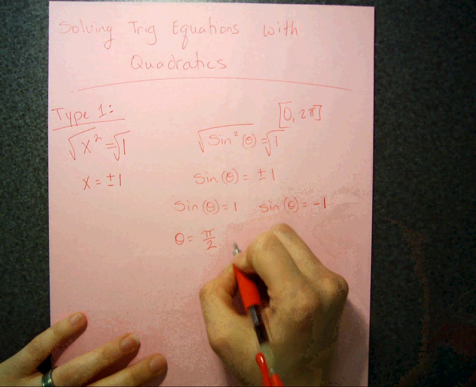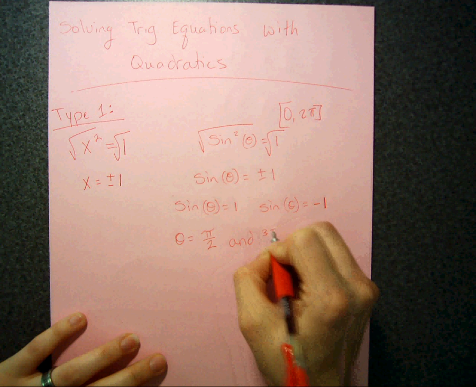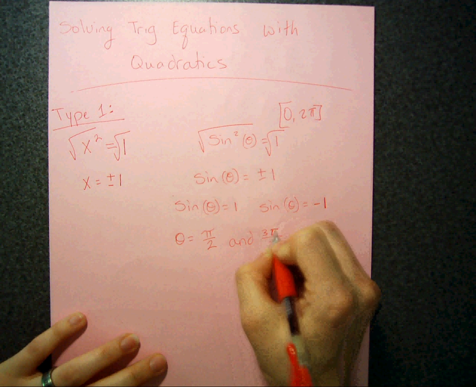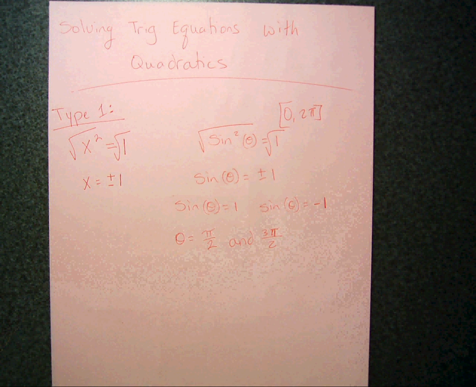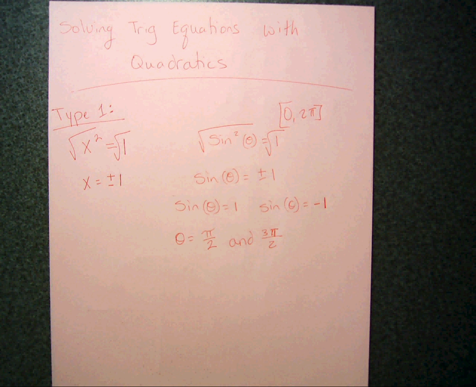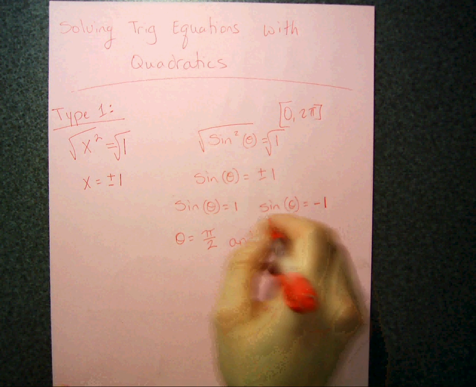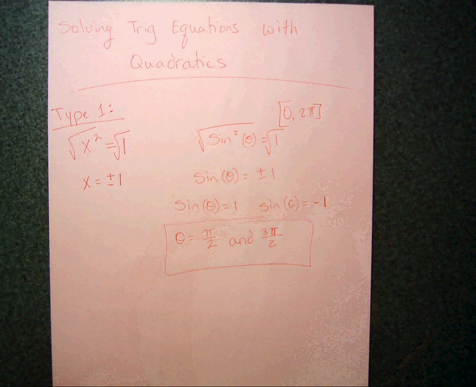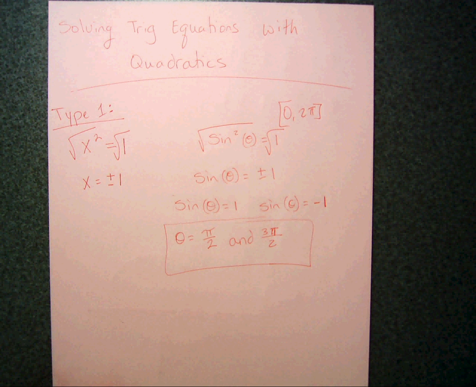Alright, it's the only typo on the chart. It's 3 pi over 2. If you look at the unit circle, it's 3 pi over 2. That's what you meant. That's what you said. That's what I heard. 3 pi over 2. Right? So at 3 pi over 2, sine is negative 1. And that's it. Those are my solutions to the equation.